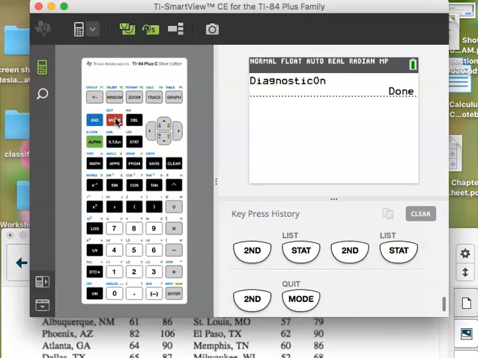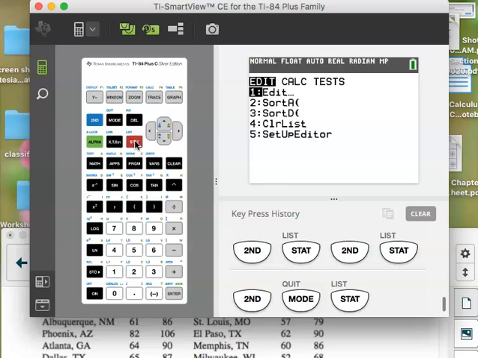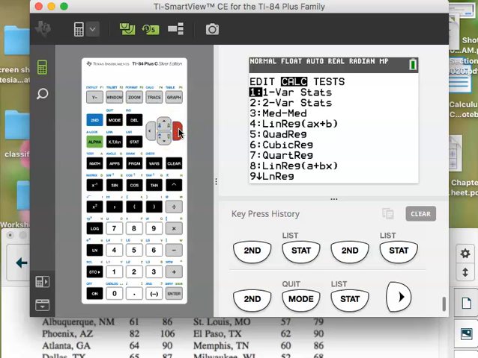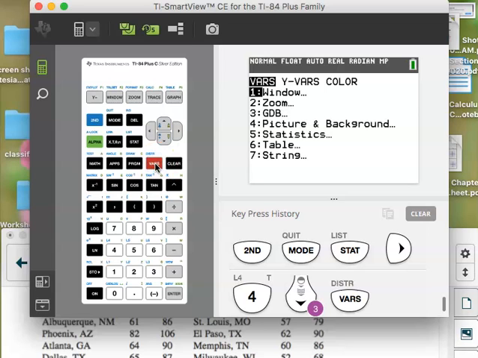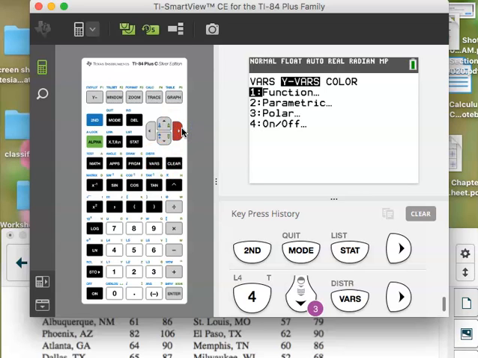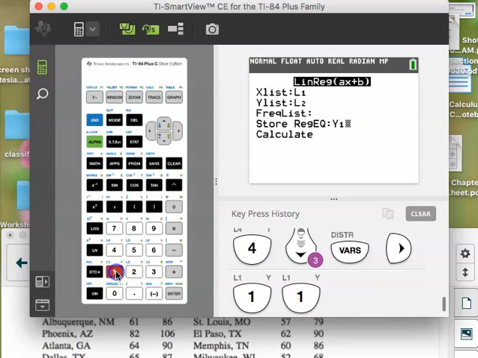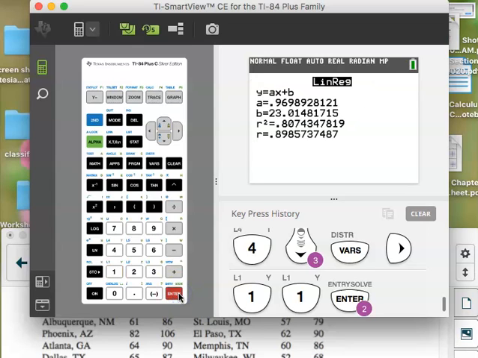Next step is going to be to do the linear regression. So we hit stat, and arrow to the right once to calculate. Number 4 is linear regression. And I do want to store this. I want to see exactly where it is in relation to all of the points I have in my stat plot. So VARS, Y variables, hitting the arrow once to the right. Number 1 for functions and number 1 for y sub 1. All the way down to calculate, and there it is.